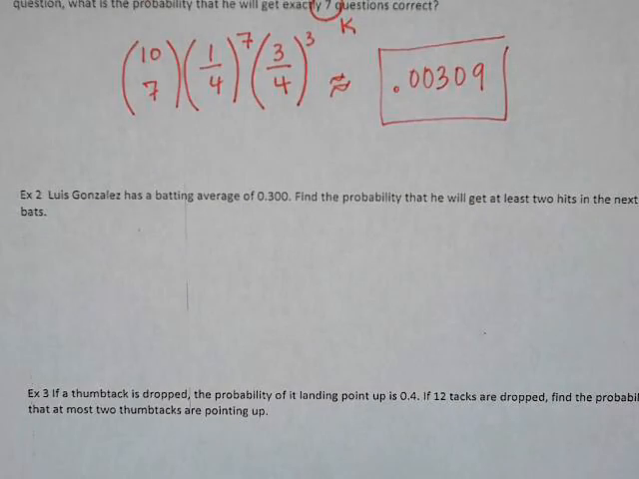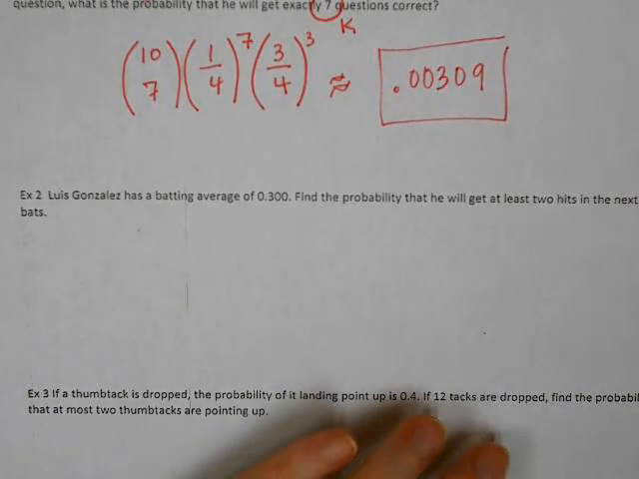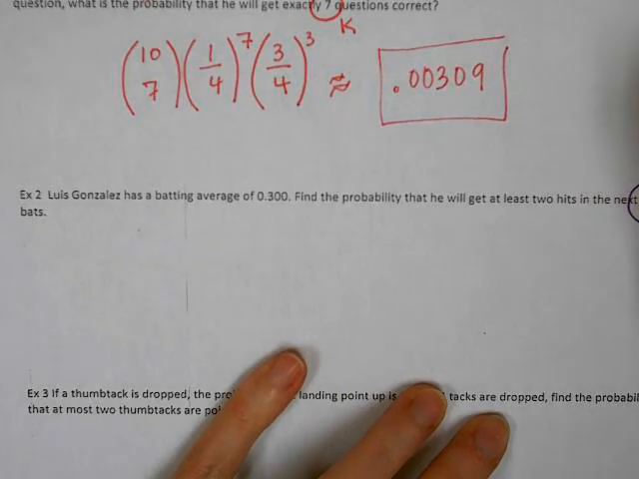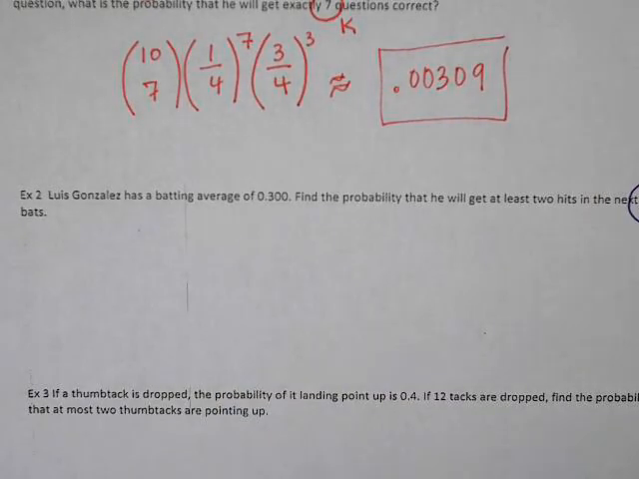All right, example 2. So same story. Luis Gonzalez has a batting average of 0.300. Find the probability that he will get at least 2 hits in the next 5 at-bats. All right, so let's see if we could figure out what's what here. 5 is the number of trials, so that's n. And he wants to get at least 2.